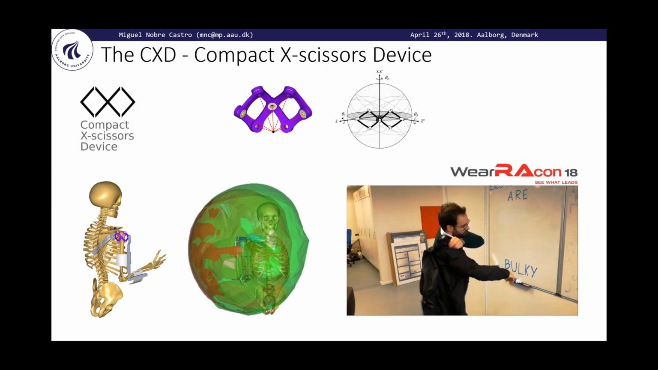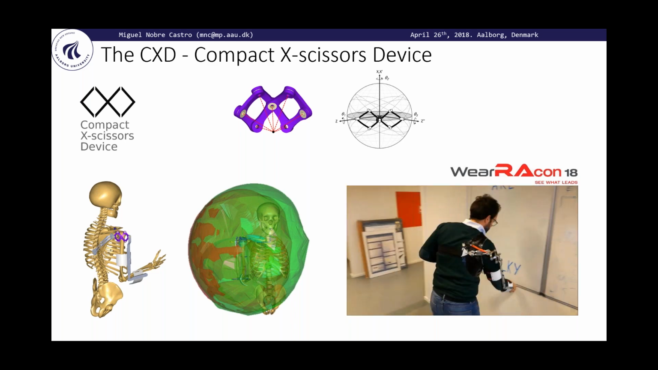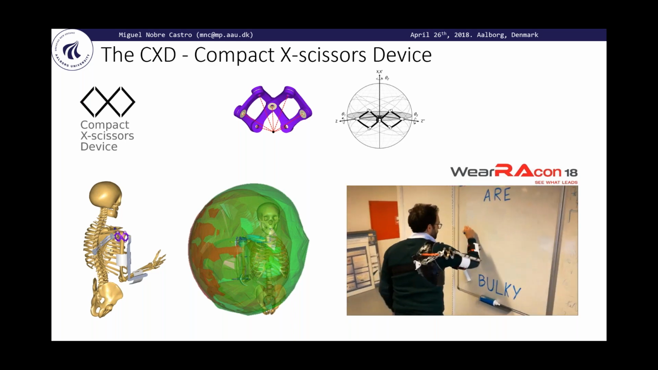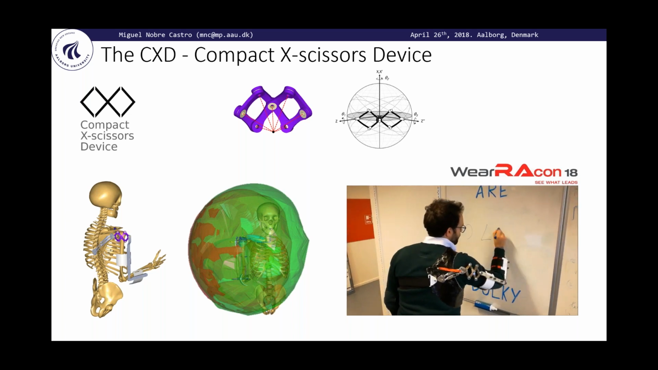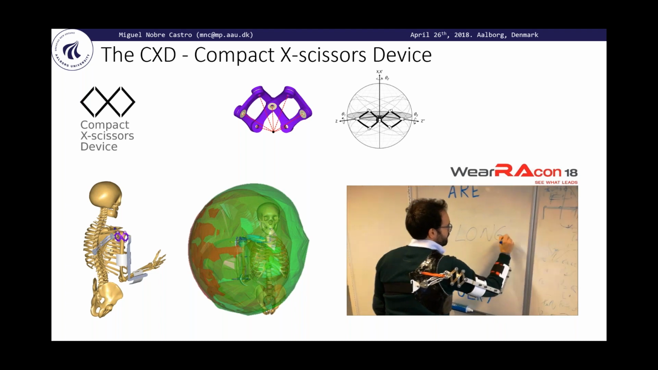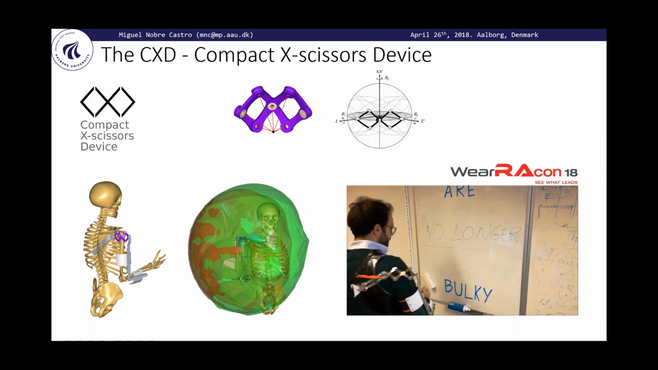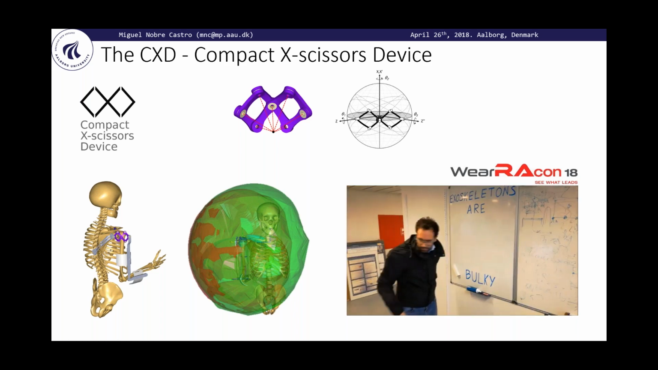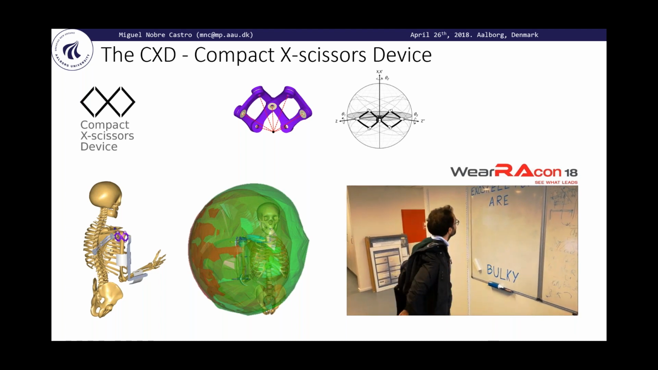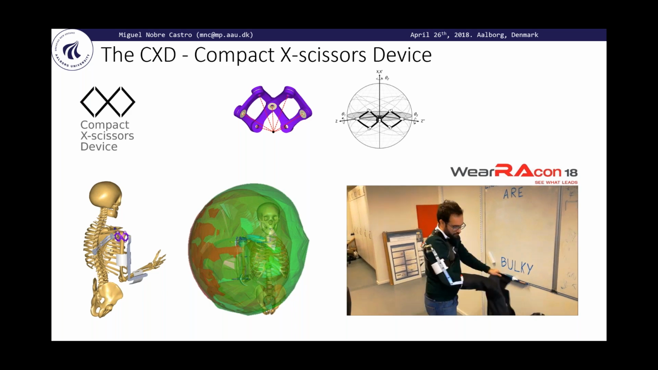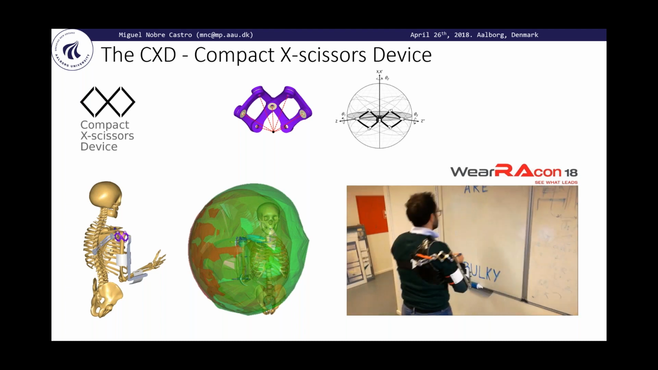So the compact scissors device was also created within my project, and the solution that you're seeing here recently got an innovation award from the Wearable Robotics Association, a conference that took place last month in Scottsdale, Arizona, and we won the Innovation Challenge grand prize, first place. And what I want to show you here is the fact that when we came up to the concept, what we did was to use the AnyBody Modeling System before even manufacturing the first prototype.